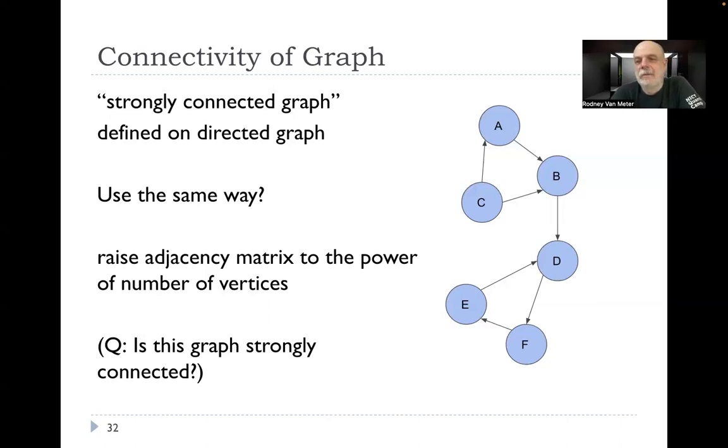Now, looking at this, you can see that B is connected to D, but there's no way to get from D back to either B or anything else in that ABC triangle up there at the top. So you can start from A and you can get to B and you can get to D and you can get to E, but you can't get to C. If you look at the triangle at the top, there's no path that gets you from A to C. And from D, E, or F, there's no path that will take you to A. So this particular graph would not be strongly connected.